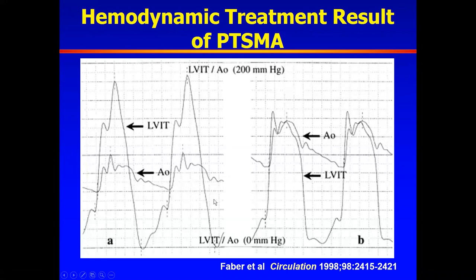This is invasive data. If you look at the end diastolic pressure, 20 millimeters mercury here is maybe 13, 14 millimeters mercury after successful alcohol septal ablation. This is a large study from Dr. Segovic and his group.